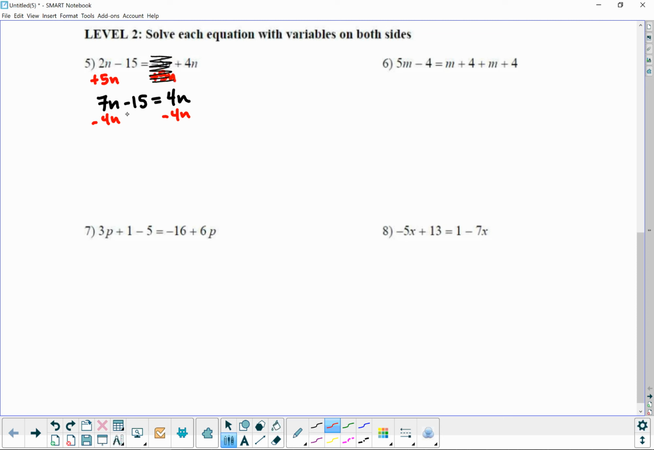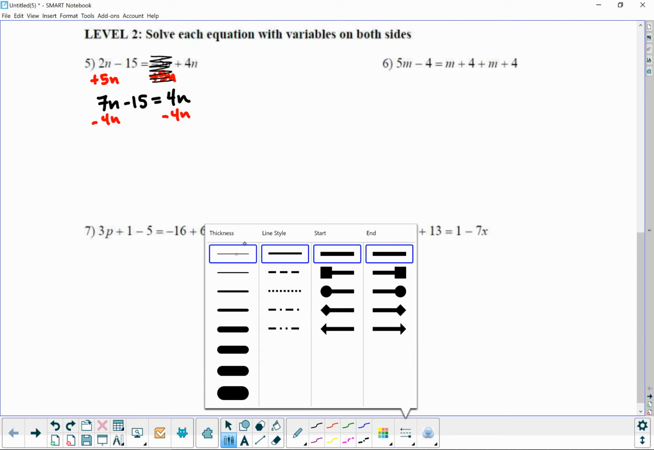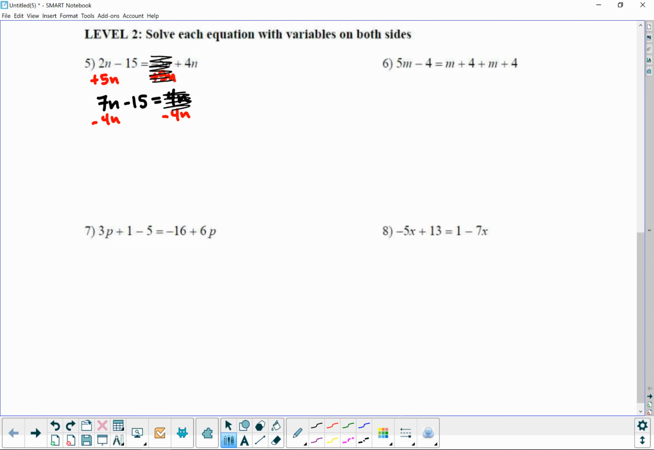Subtract 4n. Again, that's going to cancel out on this side. And look, there's nothing left. Some of you guys do this. There's nothing left, so you need to put a 0 there. 7n minus 4n is 3n minus 15.